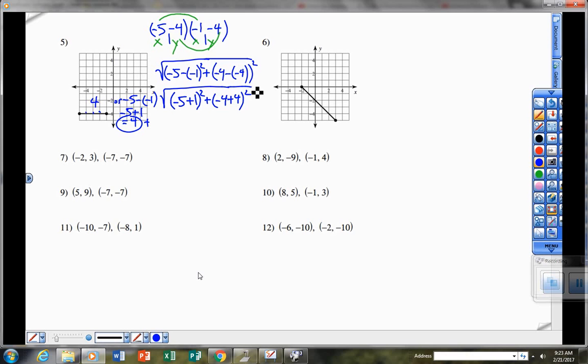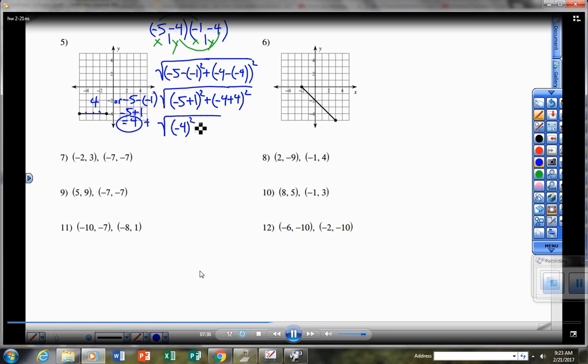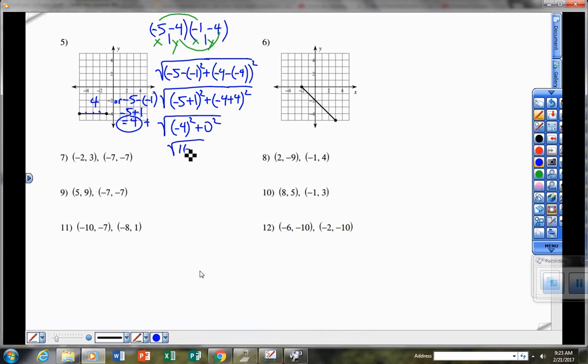That gives me negative 4 to the second power, which is going to be positive 16. Negative 4 plus 4 is 0, so that gives me 16. And the square root of 16 is 4, just like I counted. That is 4 boxes long. All right, next problem.